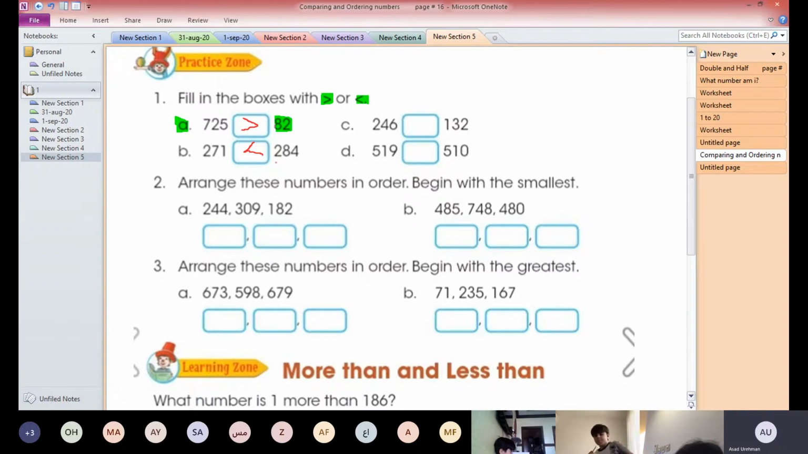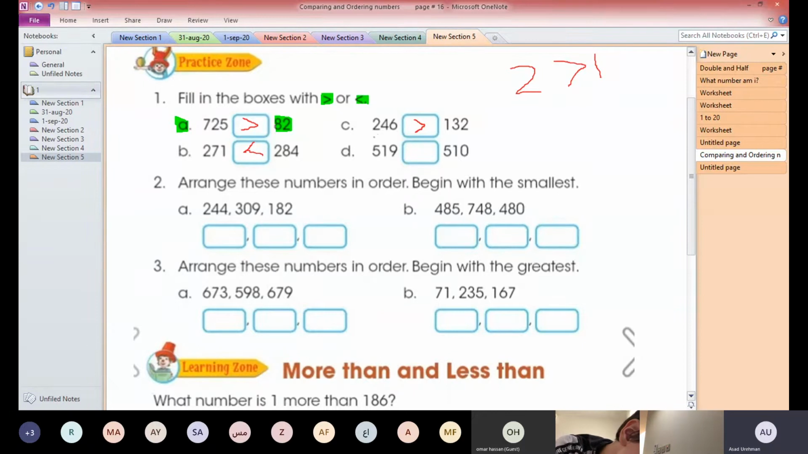Now coming to part C, you have to check which sign you have to take. You have to fill here 246 and 132. I will check hundreds first. This is 2 and this is 1. Because 2 is greater than 1, that's why 246 is greater. So I will put this sign here.